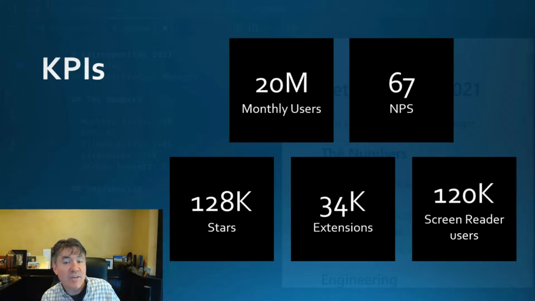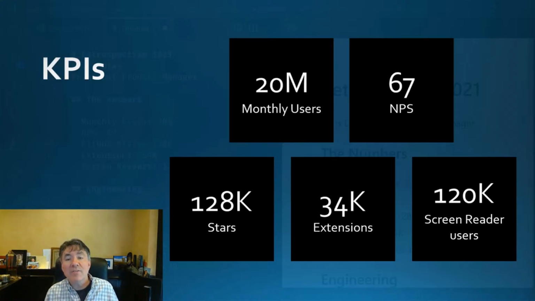And we gauge interest and satisfaction with the project by looking at the number of GitHub stars in the VS Code repository. And according to the GitStar ranking site, with 128,000 stars, VS Code is the 20th most popular repo on GitHub, and it's the top Microsoft repository.